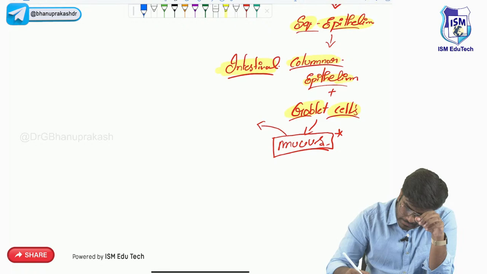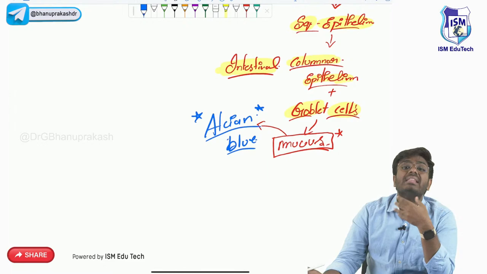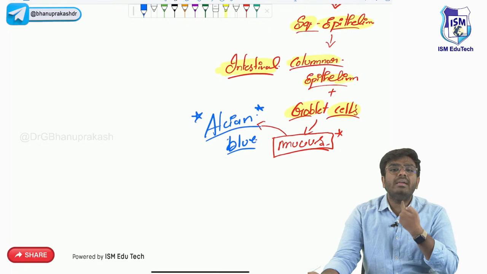It starts with the letter A. Alcian blue, MCQ. So, Alcian blue is the stain. If you do Alcian blue staining, okay, you have taken the biopsy, you can see the mucus is being stained. Then you can say, oh my God, the patient is now having Barrett's esophagus.